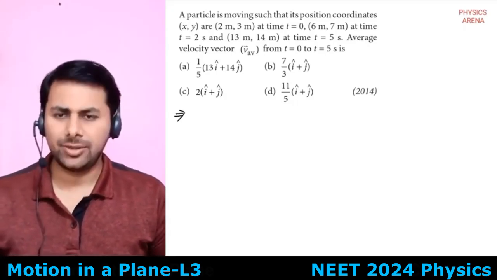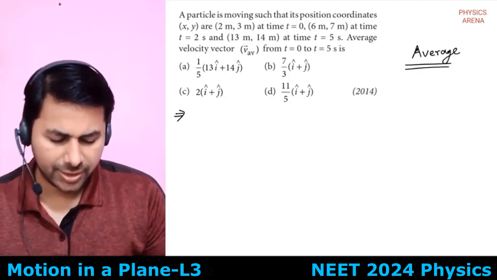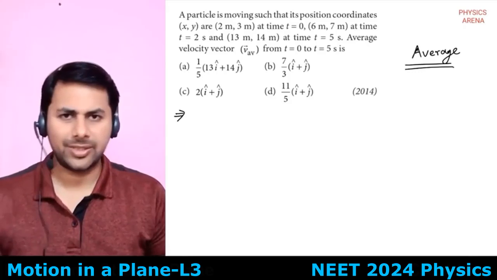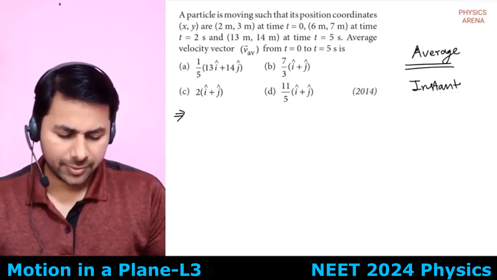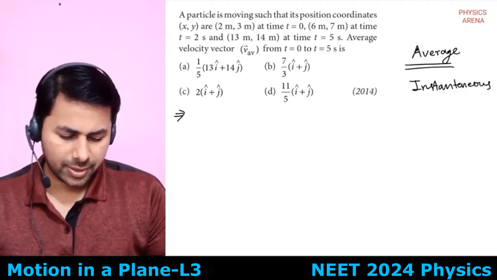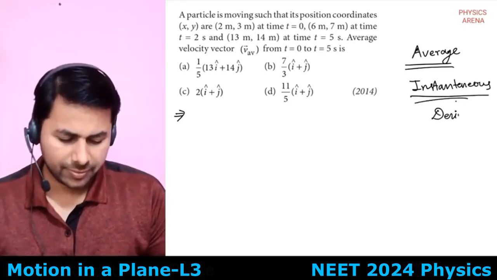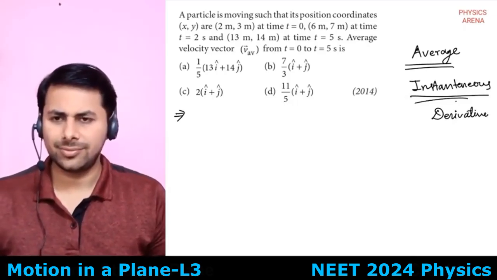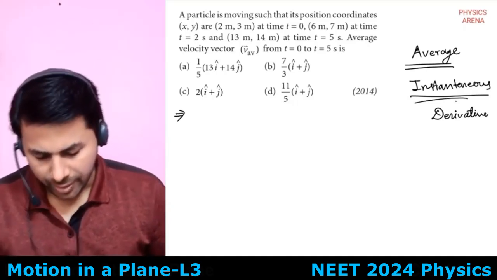So you should understand that if they are asking about average quantity, there will be difference, no differentiation. If they are asking about instantaneous quantity, then only you have to take derivative. This is clear? Okay. So there is no derivative here.